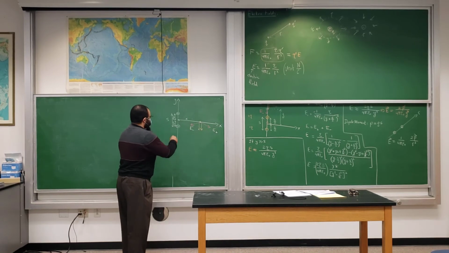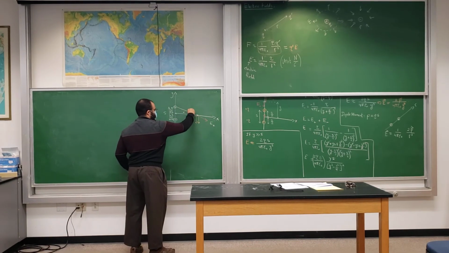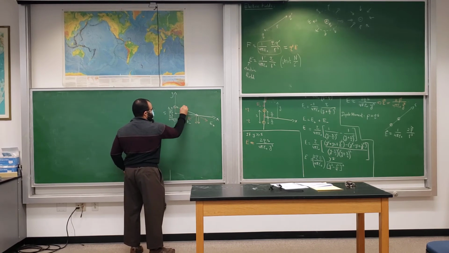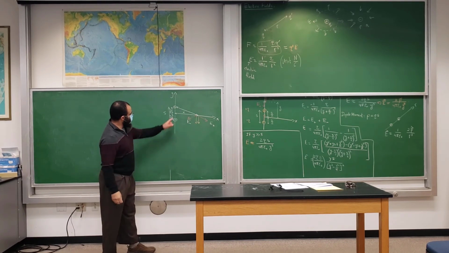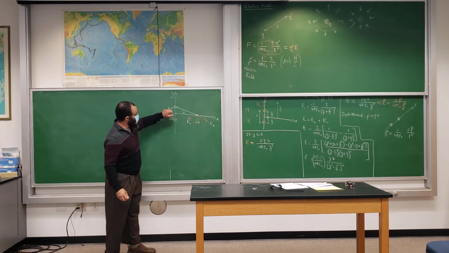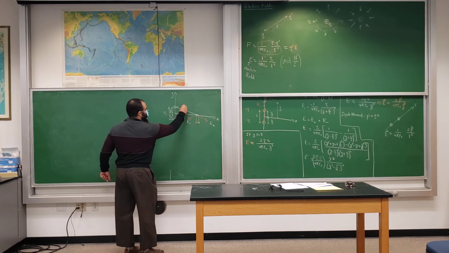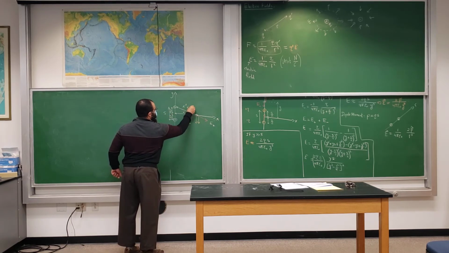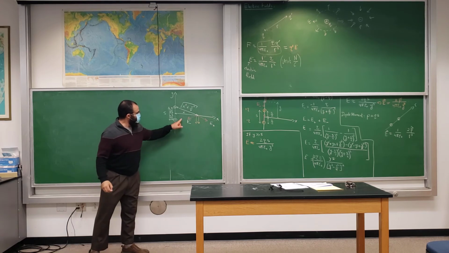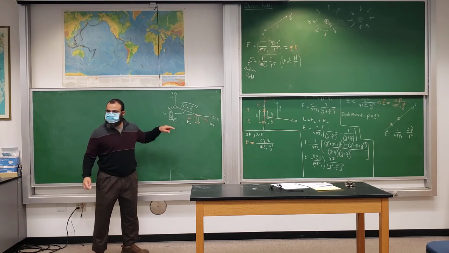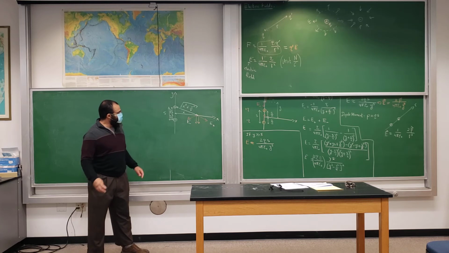Okay, so from here to here, what's the distance? If this is x, this is s over 2, so the distance is the square root of x squared plus s squared over 4. That's the distance, and from here it's the same distance.